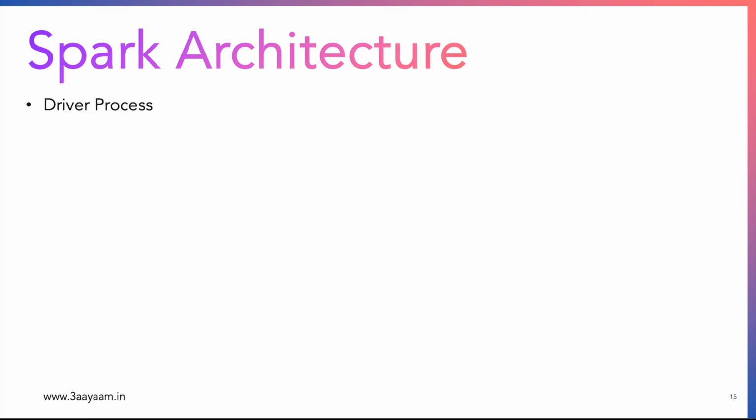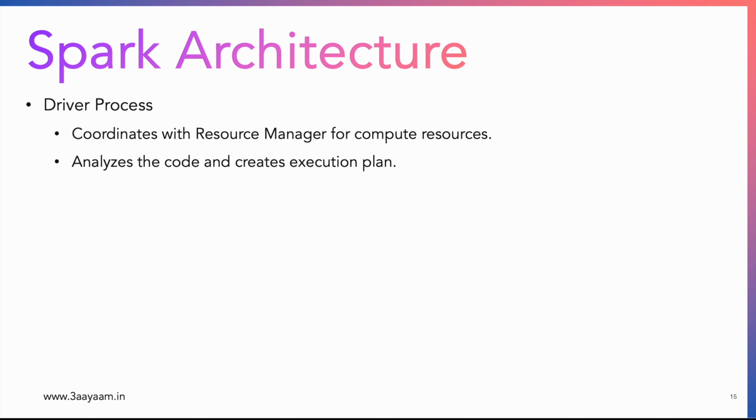And these are the functionalities of the driver process. First, it coordinates with the resource manager for compute resources, which I've already told you: once the driver process is started, it will talk to the resource manager asking for compute and RAM to start the processing of executor processes. On top of it, it would analyze the code and create something called an execution plan. We'll talk about the execution plan later on, but just to give you an idea, this execution plan is created by the driver process. Execution plan is nothing but the access plan, how the code would be executed physically. That is created by the driver process.